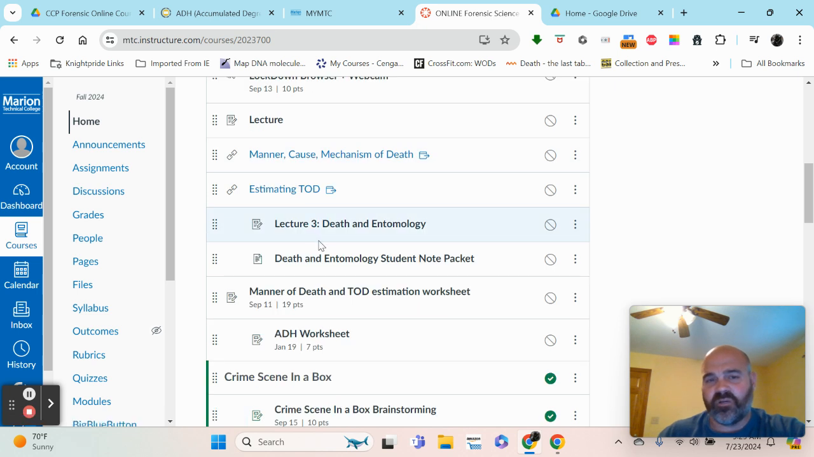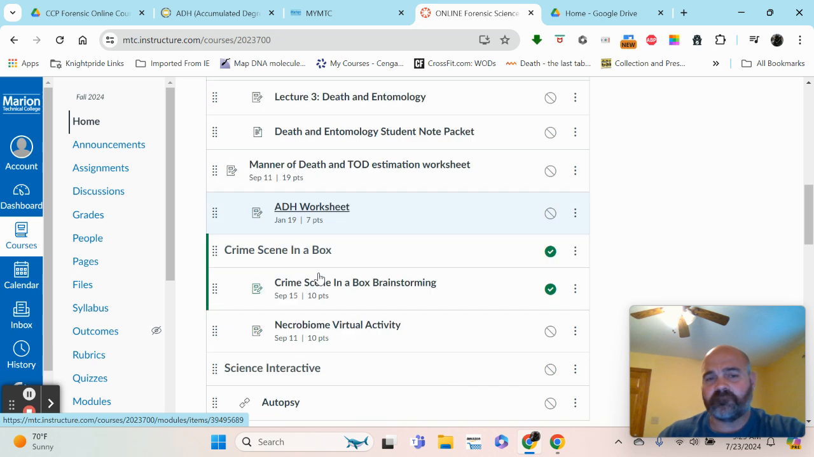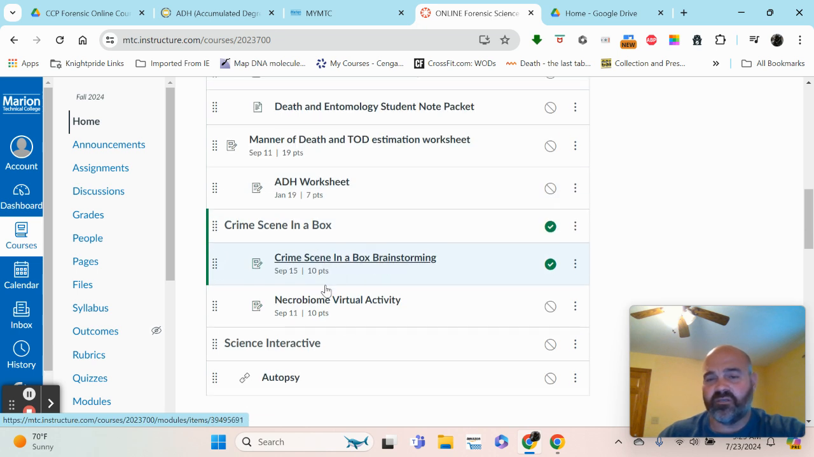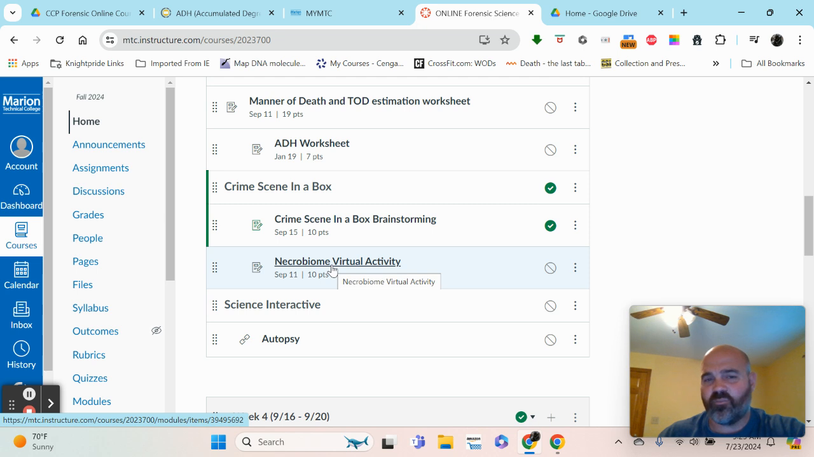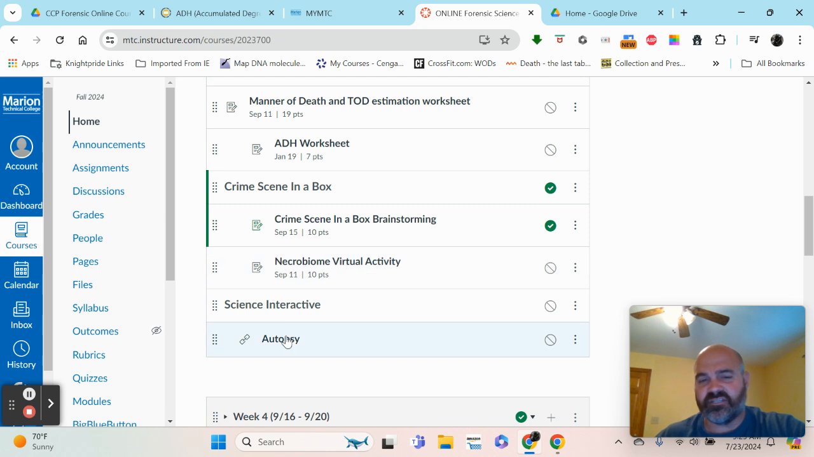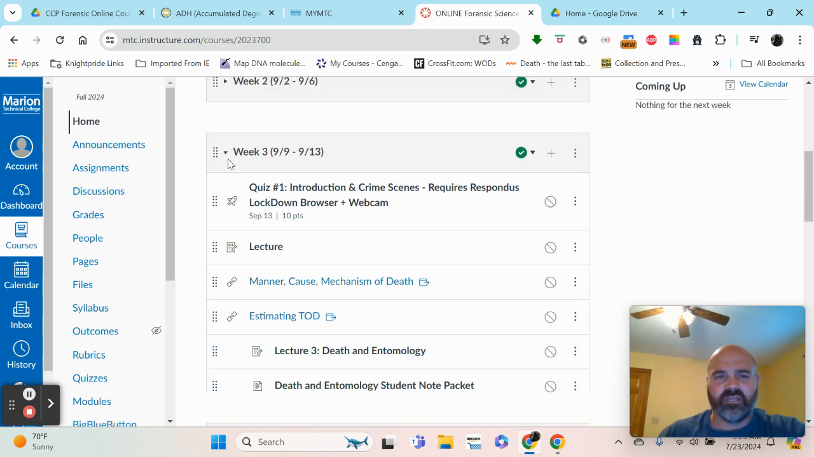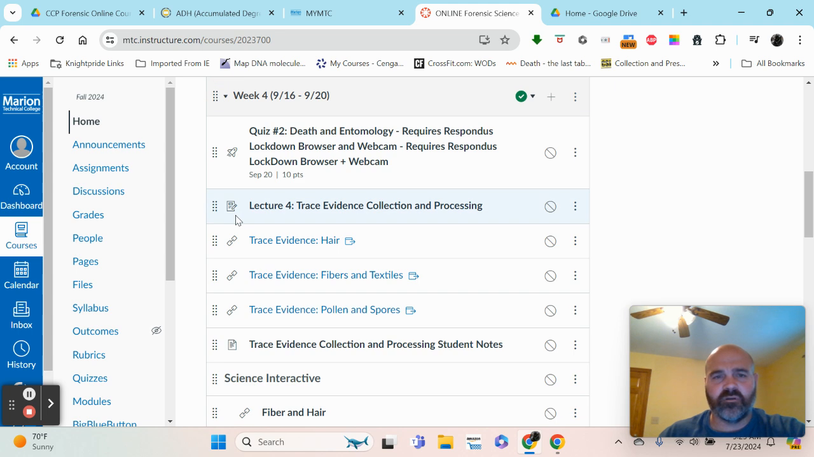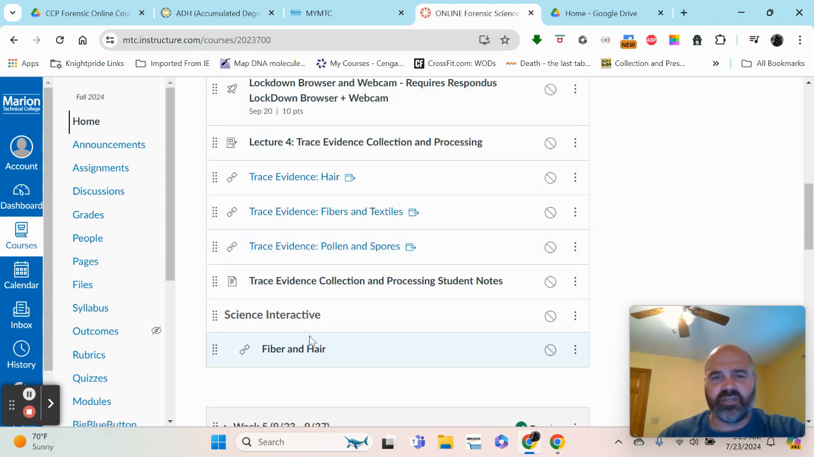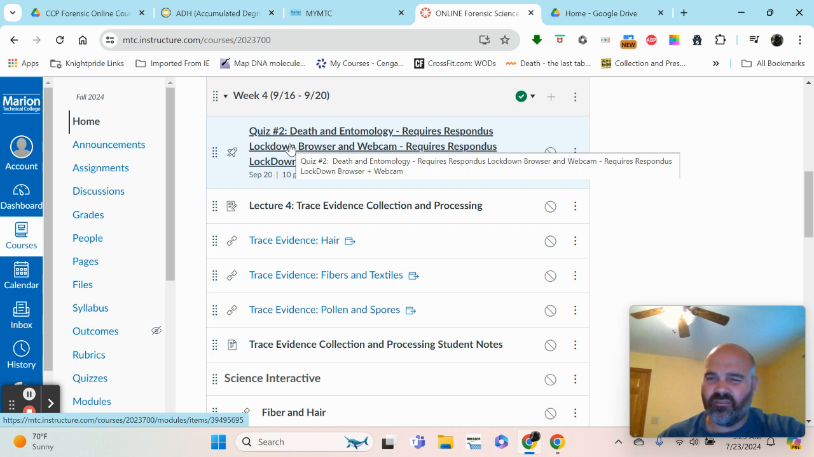Death and entomology, got a couple different assignments to do. First, a crime scene in a box activity, a virtual activity looking at our necrobiome, the organisms that inhabit our bodies upon death. Kind of interesting. It's not difficult. It's still very simple. And then you've got a science interactive lab on autopsy. So you'll have a virtual part and a hands-on part. Okay, so that's week 3. Week 4: lecture, science interactive, quiz. The pattern holds pretty true. You've got a quiz or an exam.